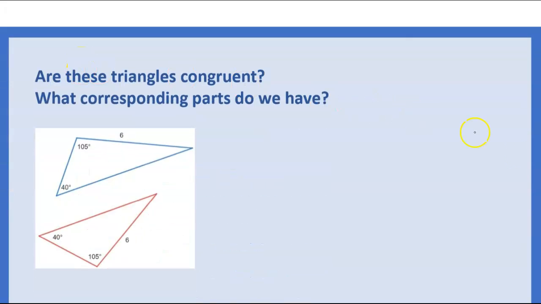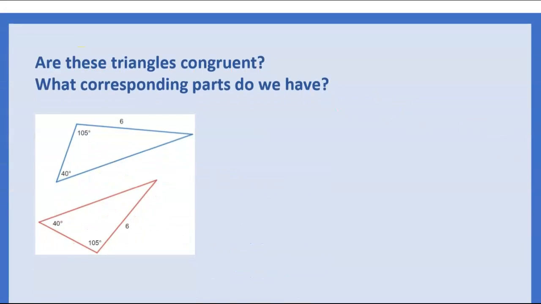So let's take a look at a couple of triangles here. We're asking, are these triangles congruent? We have some angles marked, we have a side marked. What corresponding parts do we have? Well, let's see, we have two angles that are congruent. We have two other angles that are congruent. And then we have a side that's congruent. So this looks like AAS. Now we haven't talked about AAS yet. We don't know whether that one is or is not a congruence rule.